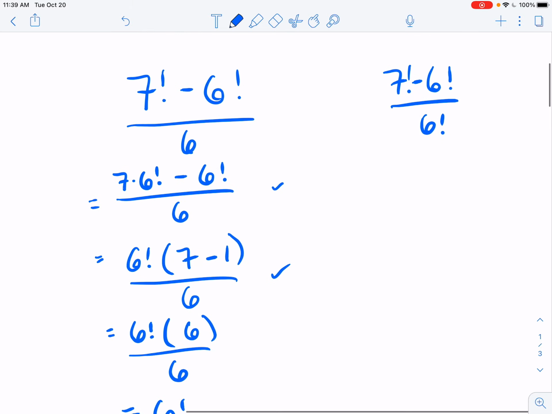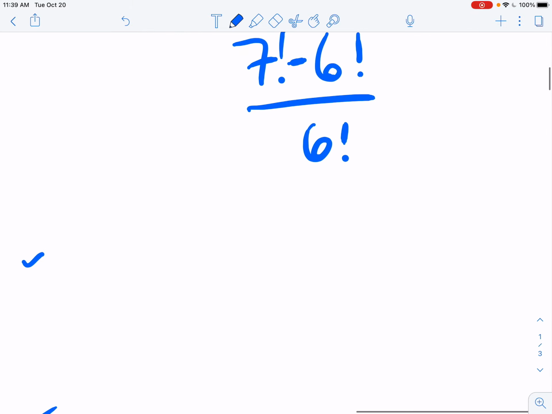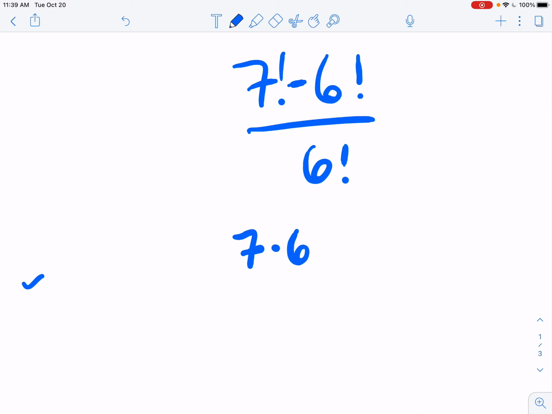On this one, we can say, well, this is 7 times 6 factorial minus 6 factorial over 6 factorial.